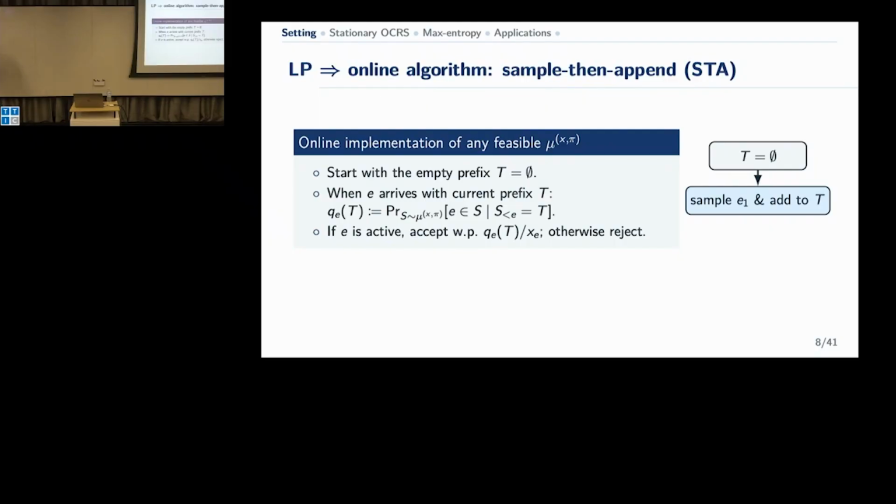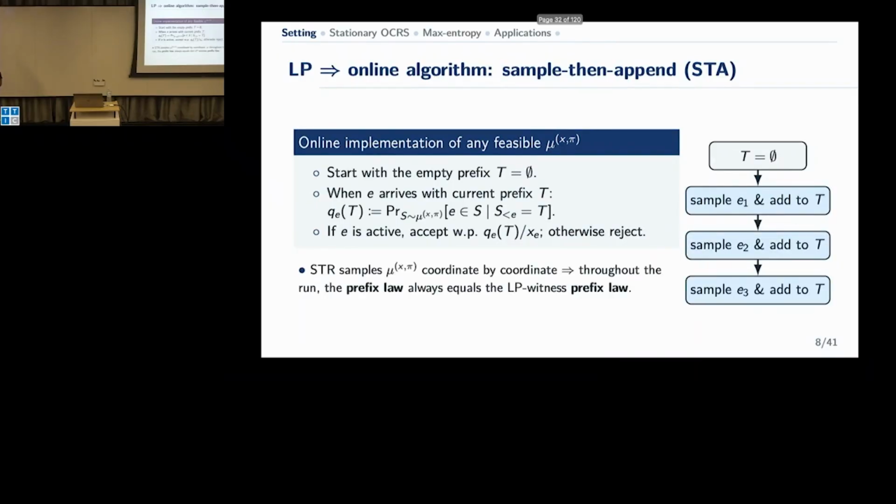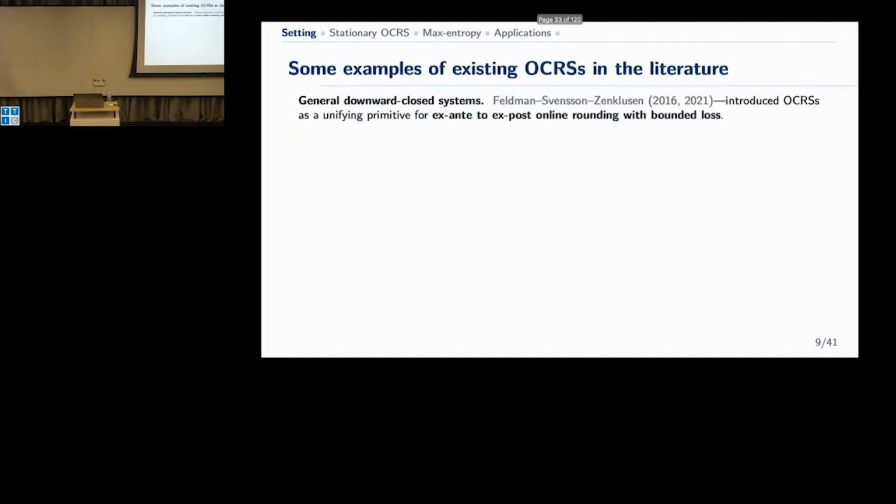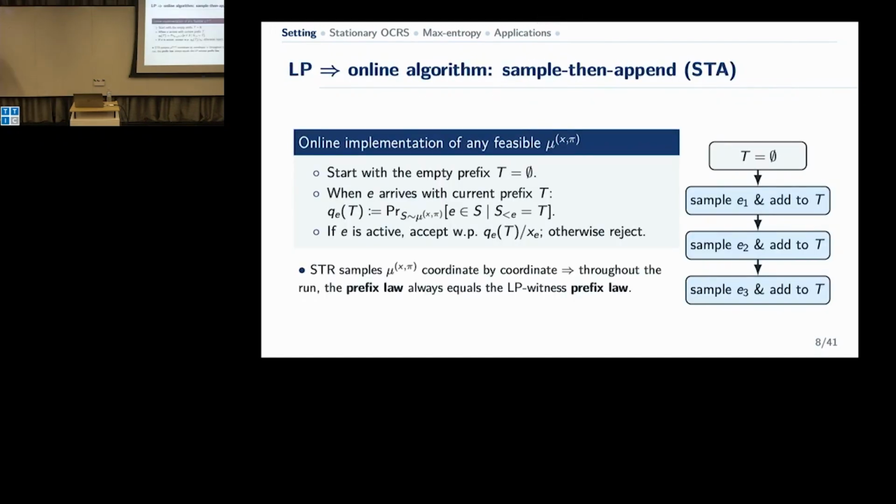And I claim this is the equivalent of the following process. Let's say you want to create a set S from mu at the end. You can actually sample elements one by one, right? You can sample E1 from the marginal distribution, then you can sample E2 from the conditional distribution, and then you can sample E3. And this is exactly what this algorithm does. So basically, once you get to the end, you get exactly mu. And not only that, at every step throughout the process, the joint distribution of the prefix that you have created is going to be exactly the joint distribution of the prefix generated by, say, mu.